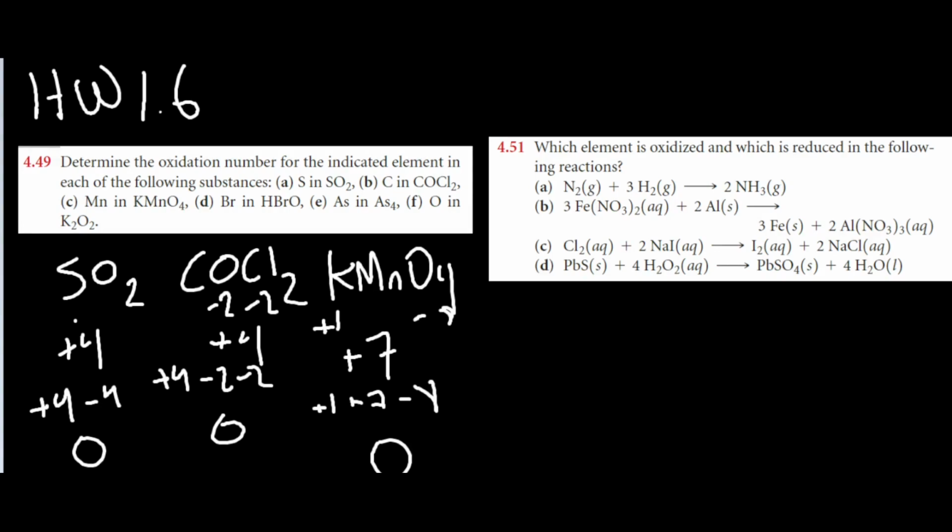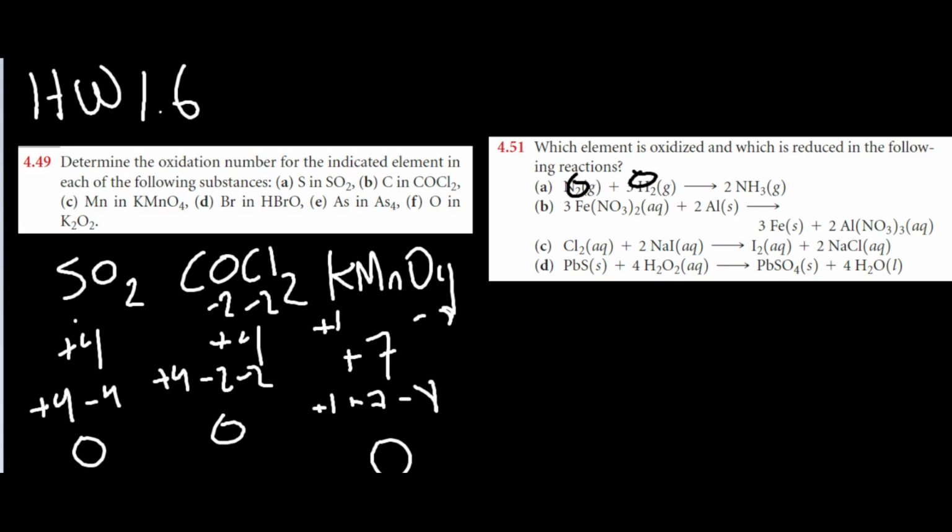Okay, 51. Which element is oxidized and which is reduced? I'll be going over parts A and B. We know that elements in their natural form have an oxidation state of 0. So nitrogen has an oxidation state of 0 because it's in its N2 base form, so it's fine. And H2 is also in its base form, so it's going to be 0.